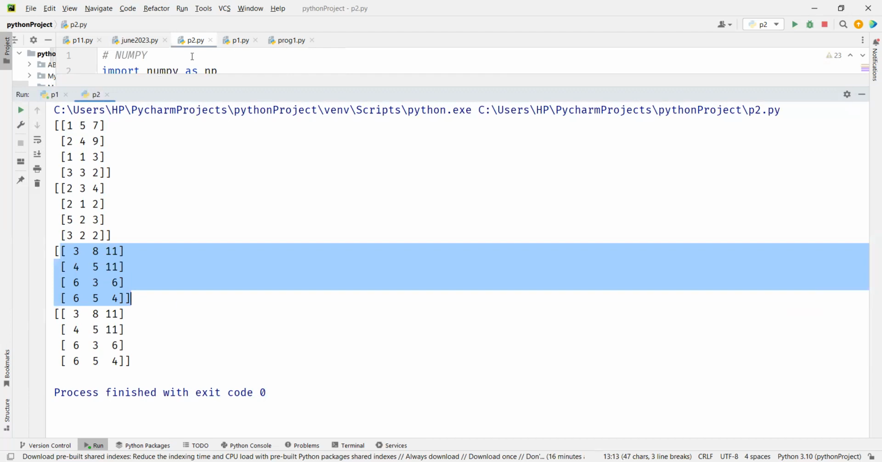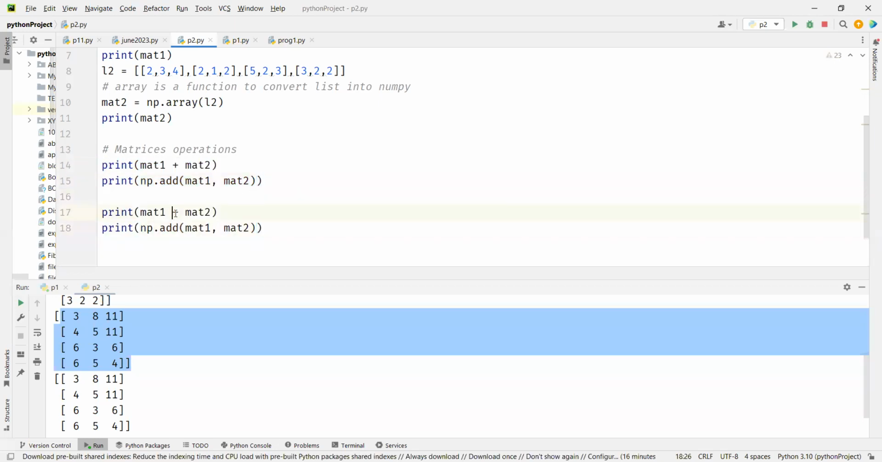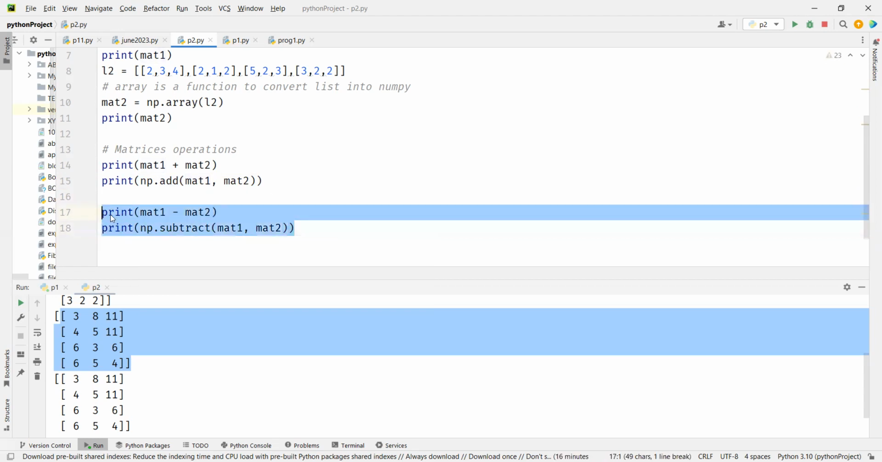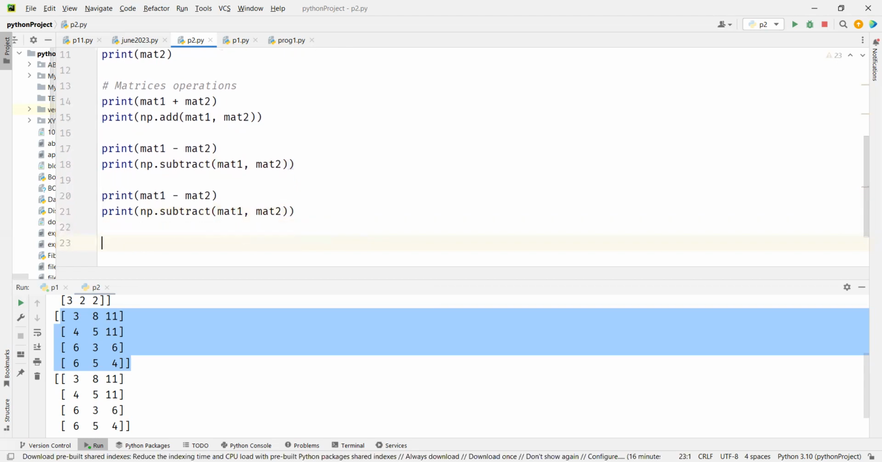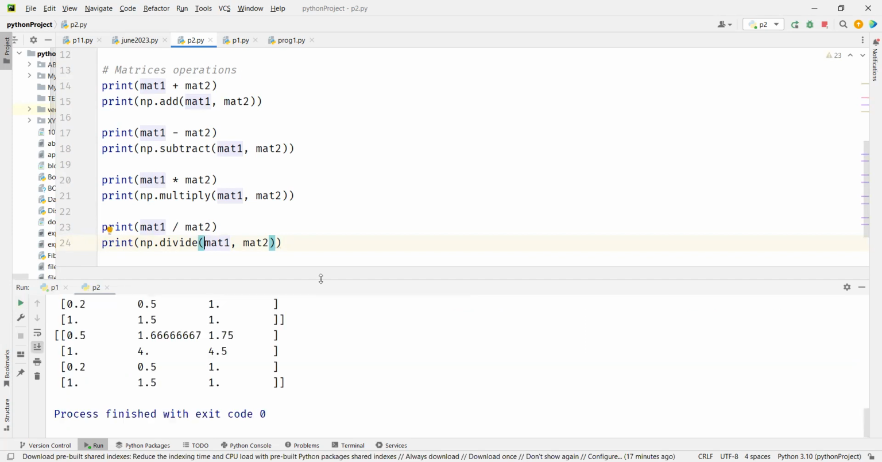So let's say I go back here and we want to perform minus. You can say mat1 minus mat2 or np dot subtract. Similarly, you have multiplication and division. You can multiply them, so we'll say multiply. You can divide them, say divide. You can multiply, you can divide. And it works just like that.